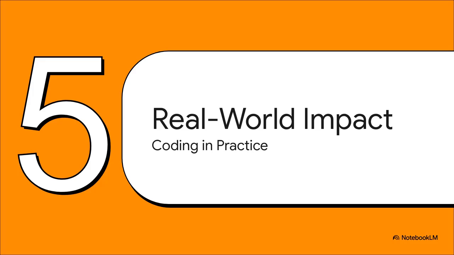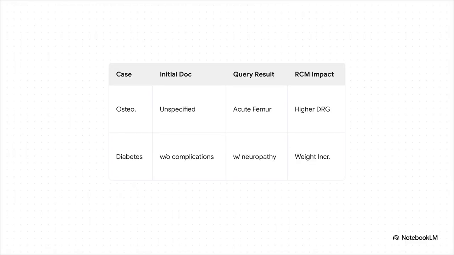Let's move to our final section, Section 5, and see how this builds into real-world coding impact. The transformation in these two real-world cases is honestly pretty striking. In the first case, the initial note just said osteomyelitis unspecified. The coder couldn't even assign a specific MSDRG. But then, the CDI team queried for the anatomical site, and the clinician clarified it was acute osteomyelitis of the right femur.